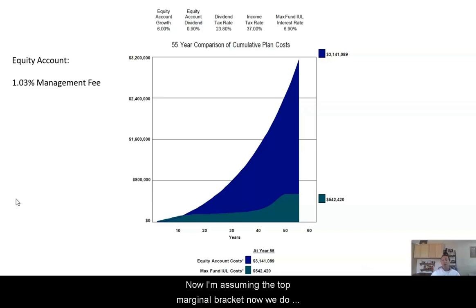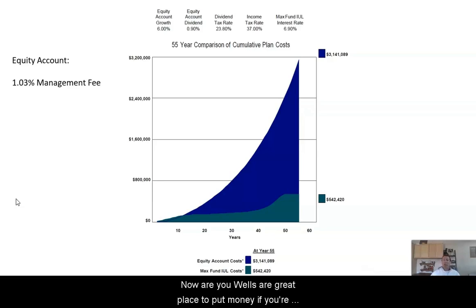Now, I'm assuming the top marginal brackets. We do that because most of our clients that gravitate towards this are high income earners. Not only that, we're currently in one of the lowest tax brackets in history, and we expect taxes to go up.